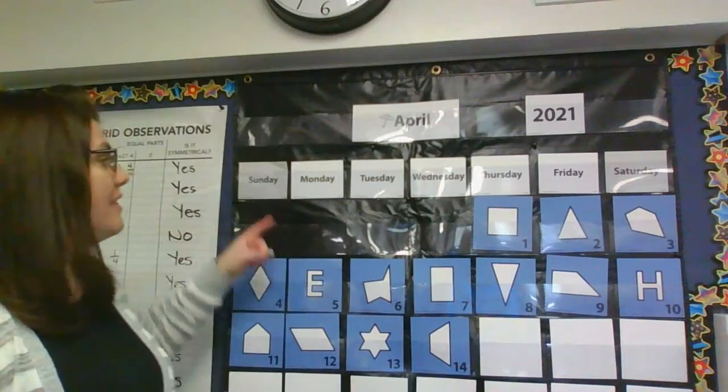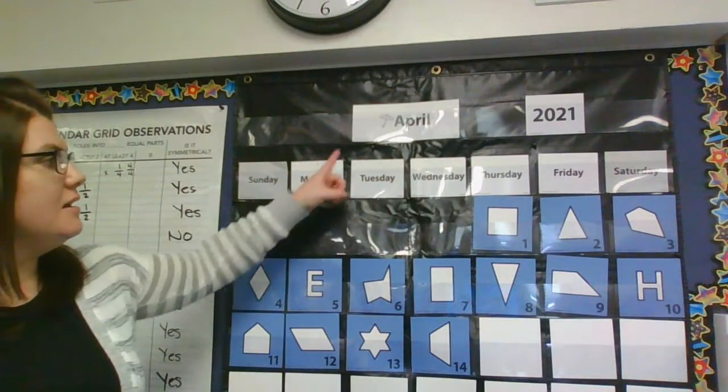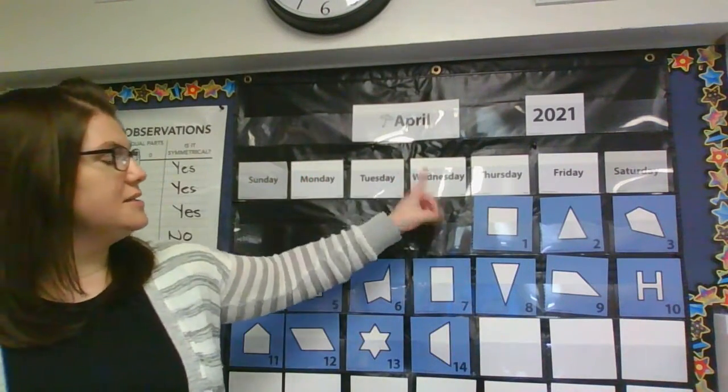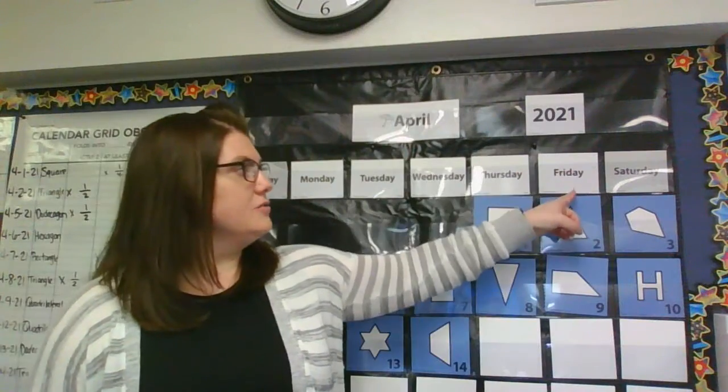1, 2, 3. Days of the week. Days of the week. Days of the week. Days of the week. Days of the week. There's Sunday and there's Monday. There's Tuesday and there's Wednesday. There's Thursday and there's Friday. And then there's Saturday. Days of the week. Days of the week. Days of the week. Days of the week. Days of the week.